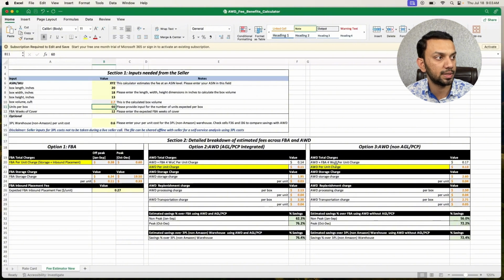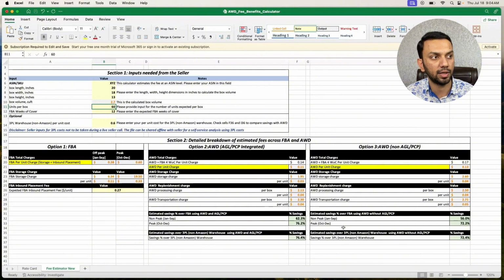So I can see a comparison here that per unit charges are going to be around 17 cents. If I exclude FBA and only keep AWD, the per unit charges are around 13 cents. Storage charges are this around per unit. The processing fee is this per unit. Transportation fee is this per unit. And this is my comparison in the non-peak and in the peak season and overall.